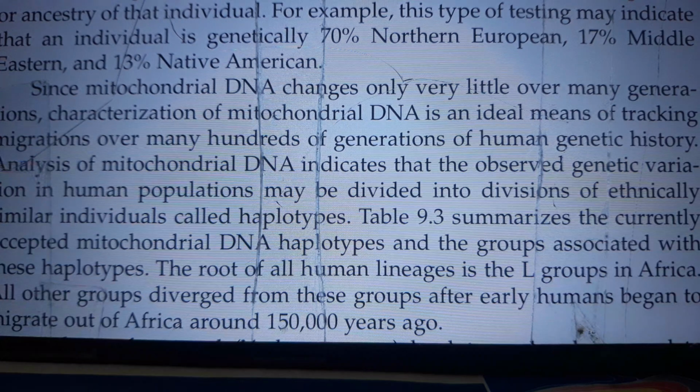Since mitochondrial DNA changes only very little over many generations, characterization of mitochondrial DNA is an ideal means of tracking migration over many hundreds of generations of human genetic history. Analysis of mitochondrial DNA indicates that the observed genetic variations in human populations may be divided into divisions of ethnically similar individuals called haplotypes.